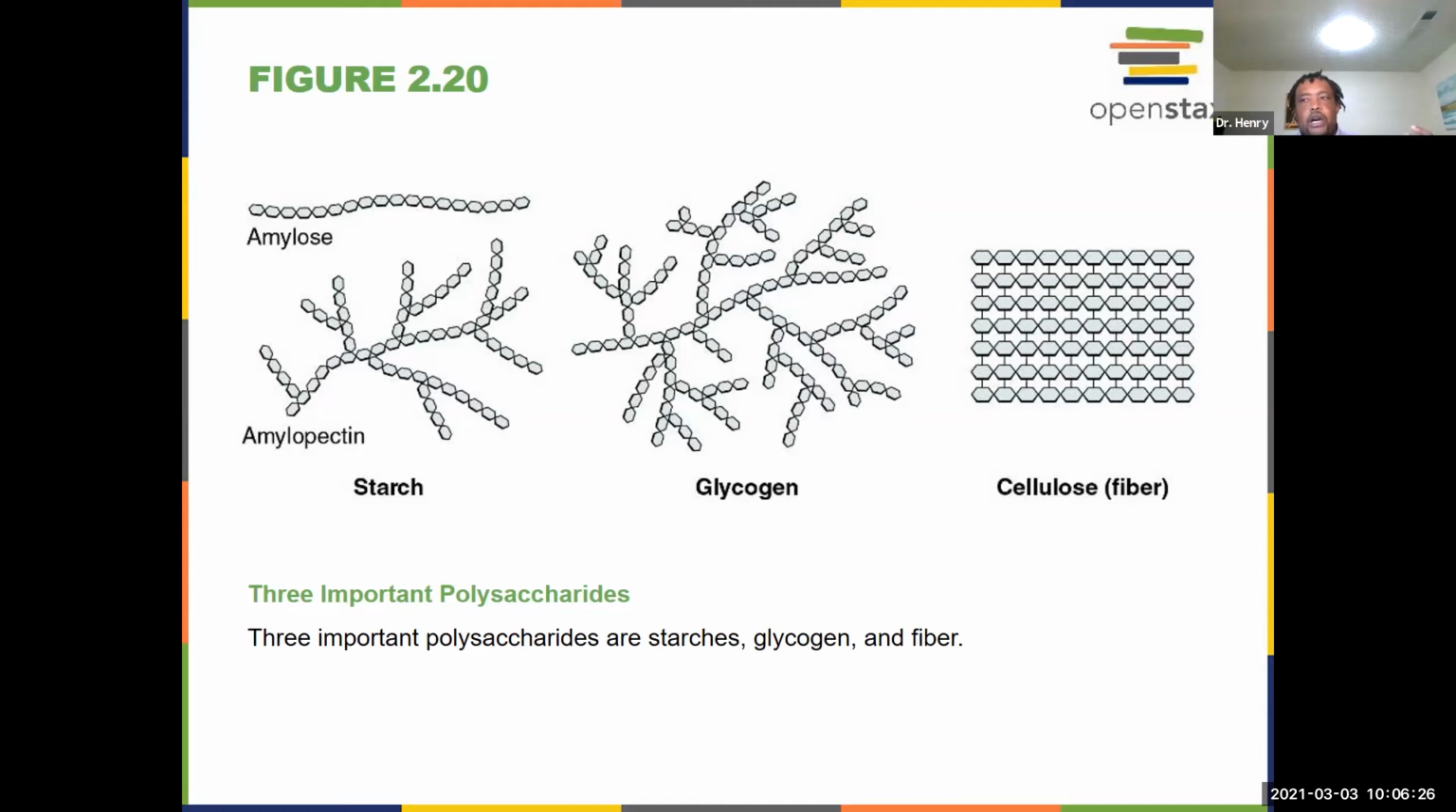All of these are called polysaccharides. They basically have long chains of sugars connected together, right? Amylopectin has branching sugars. Amylose is basically just a long single chain of sugars. So that's the distinction between the two.